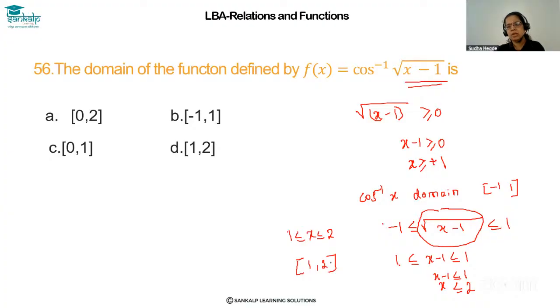Here the first thing you have to think is that under the square root you should not get any negative value; you have to get only a positive value. Then you have to check what is the domain of cos inverse x. Combine those two and take the common part, that is the required answer. We got it as the closed interval [1, 2]. So the option is option D, closed interval [1, 2].